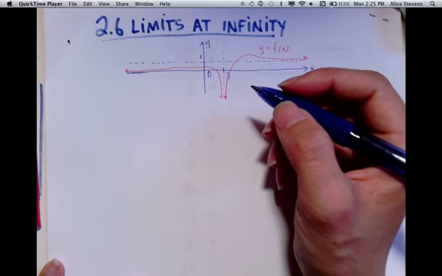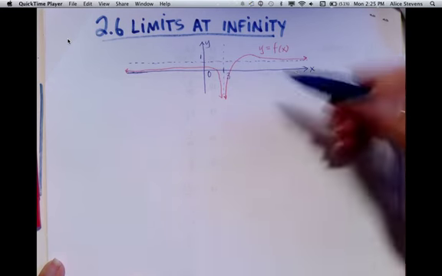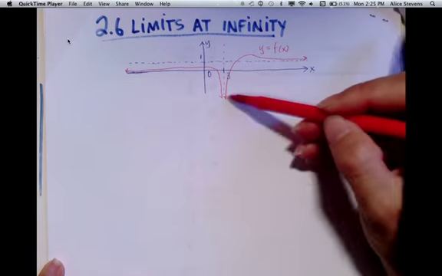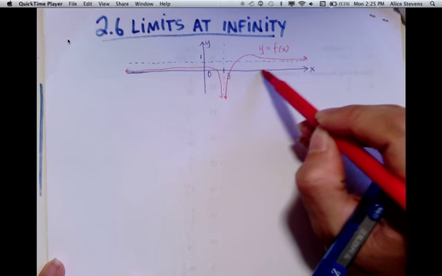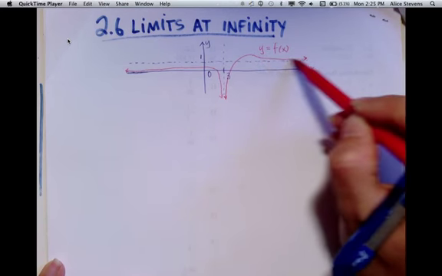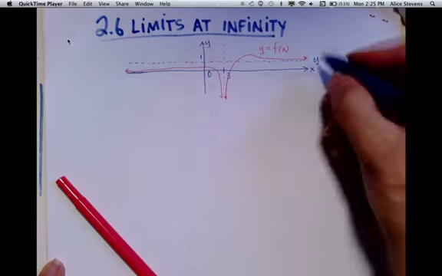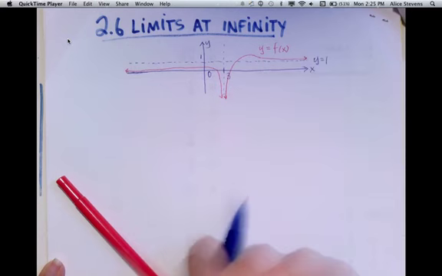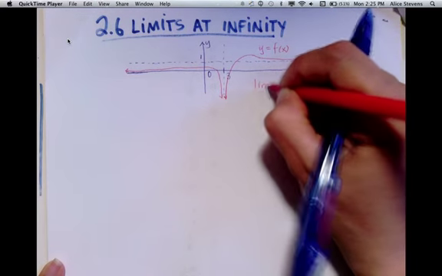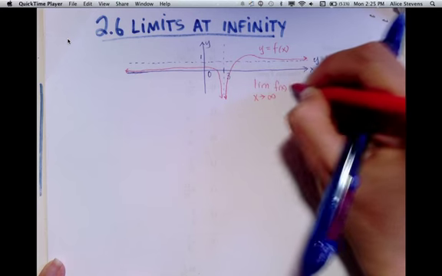Okay, this is section 2.6, limits at infinity. If you look at the graph here, you can see that as the values of x get very large, the graph appears to be approaching the horizontal line y equals 1. So we express this as the limit as x approaches infinity of f of x is equal to 1.